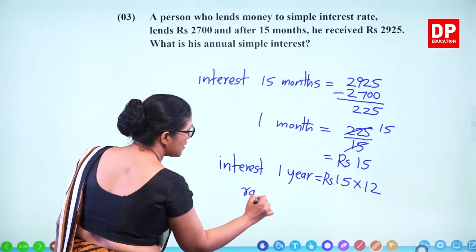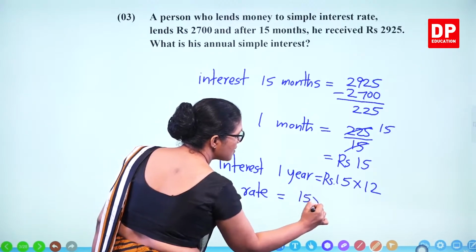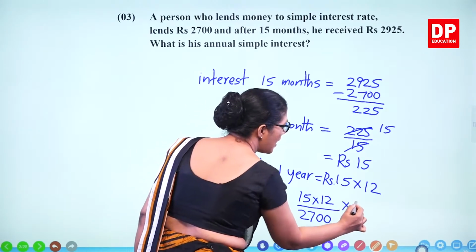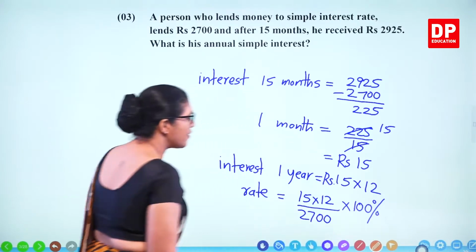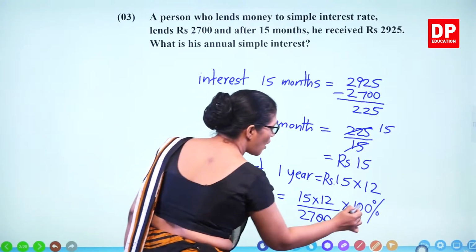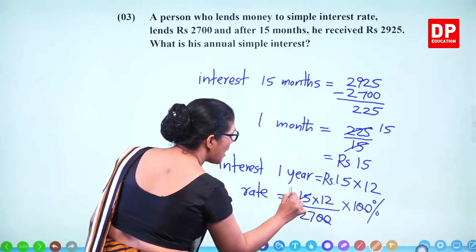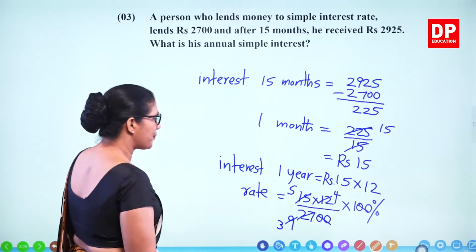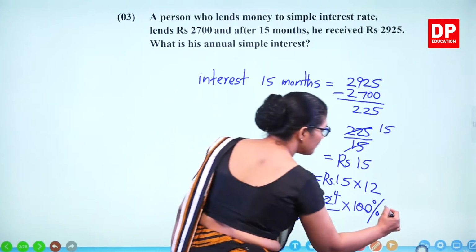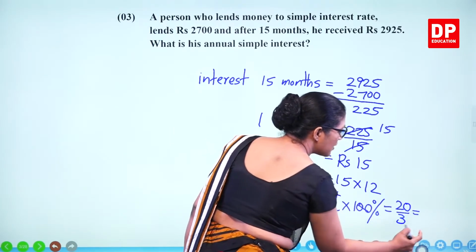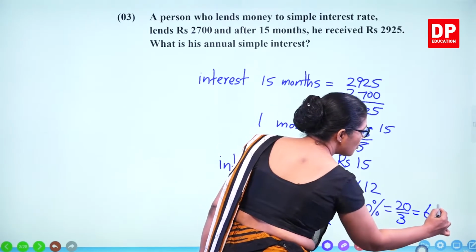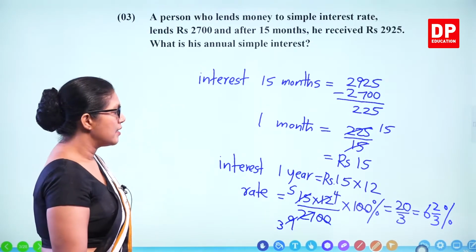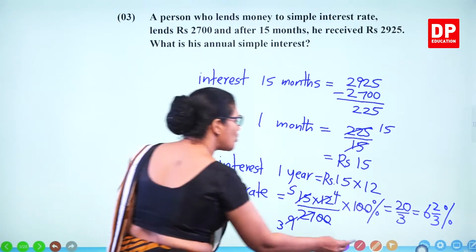So rate is equal to this interest received, for 2,700 rupees, and for the percentage multiply by 100. 2 zeros get cancelled out. And 3 times 5, 3 times 9. Again 3 times 3 with 3 times 4 here. 20 divided by 3, or you can write 6 and 2/3%. This is the annual simple interest rate, 6 and 2/3%. So you get 2 marks for that.